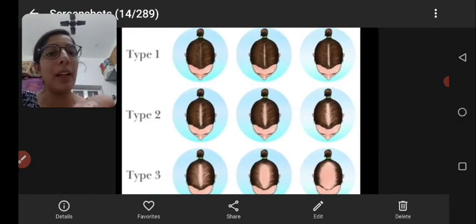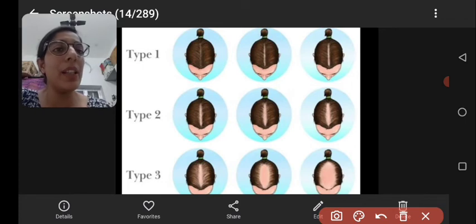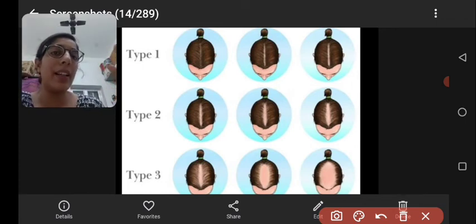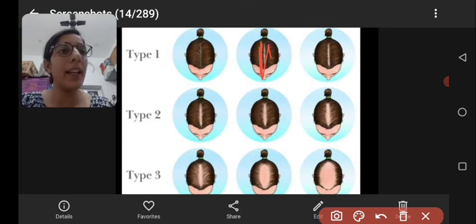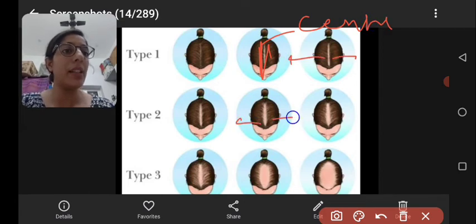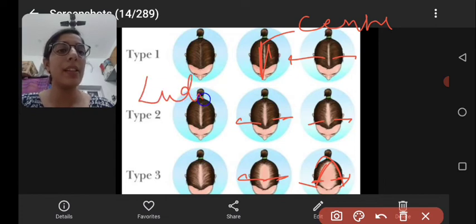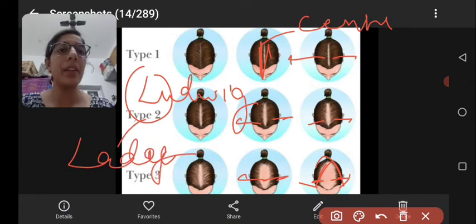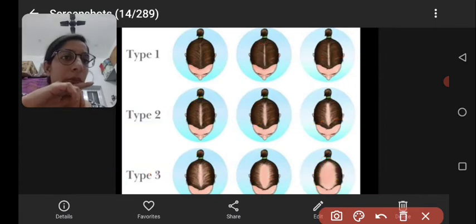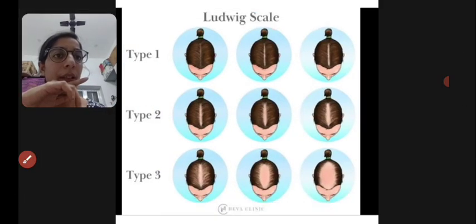Let's see. This is female pattern baldness. In female pattern baldness, you usually see many females who divide their hair from the midline. This is the midline, and from the center to the periphery is the division of the loss of the hair. This is known as Ludwig's staging. L for lady. Ludwig's scale.